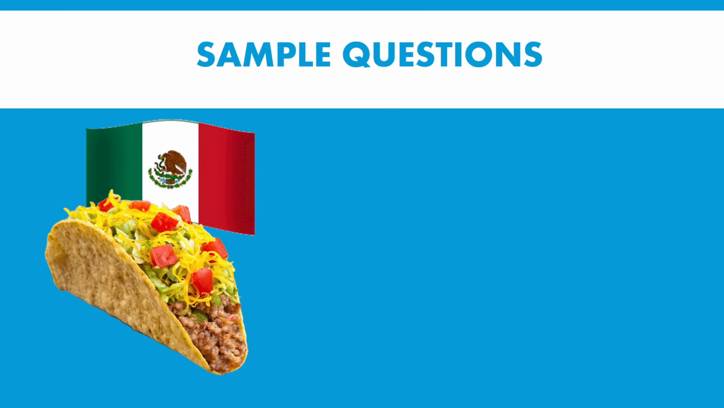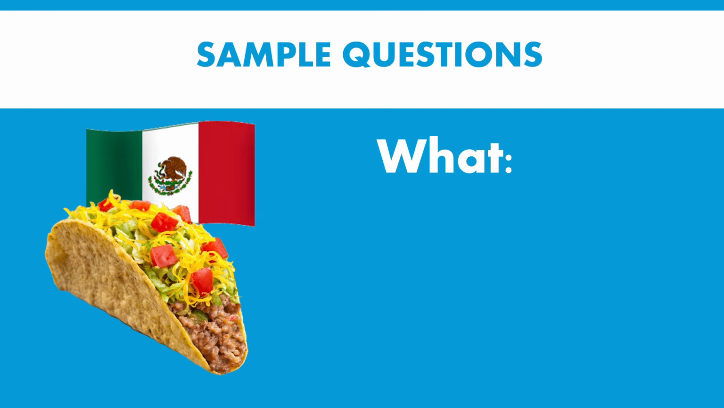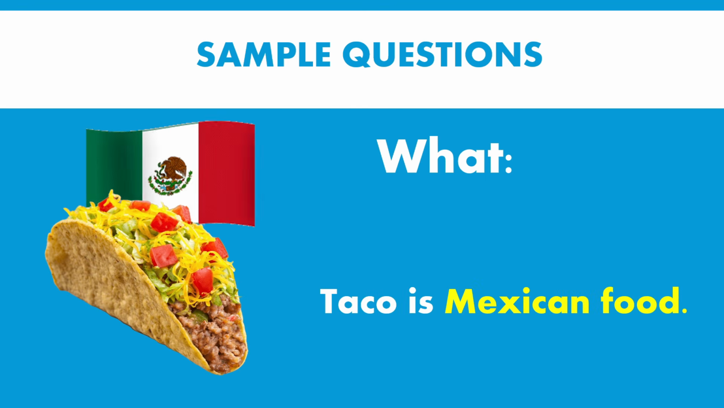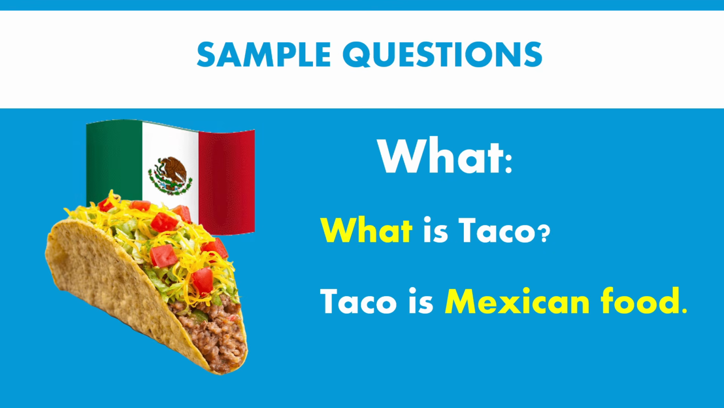Next, look at the picture. It's Taco, and Taco is from Mexico. So we are going to use what to construct questions, and the sample answer is given. Taco is Mexican food. Based on this answer, we are actually answering a question of what. So when we construct questions later, Mexican food shouldn't exist in the question because the question is asking about what. The question should be, what is taco?